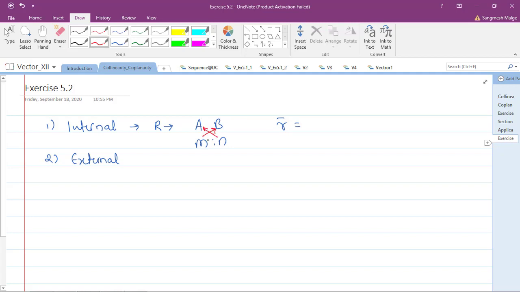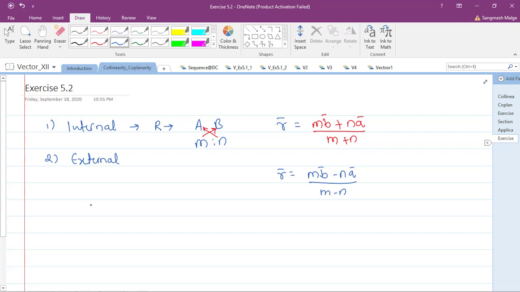So see, this is m b bar plus n a bar, in this cross multiplication, upon m plus n. So similarly for the external division the r bar becomes what? It's m b bar minus n a bar upon m minus n.